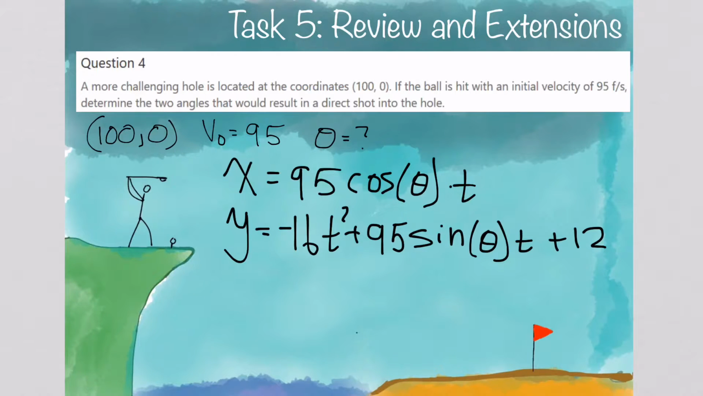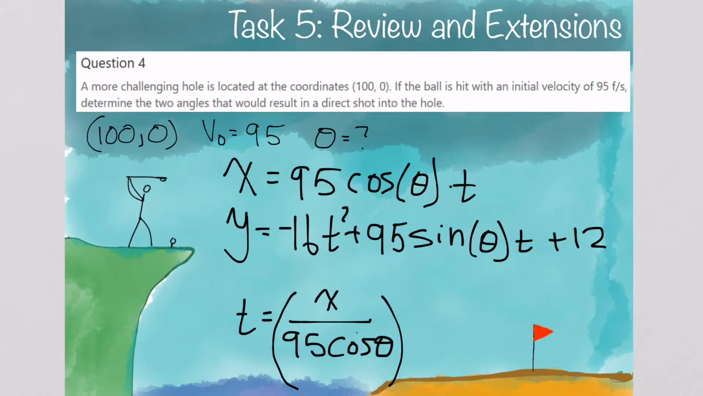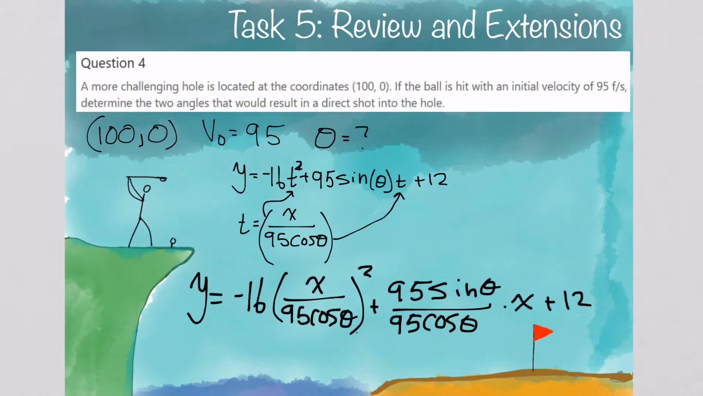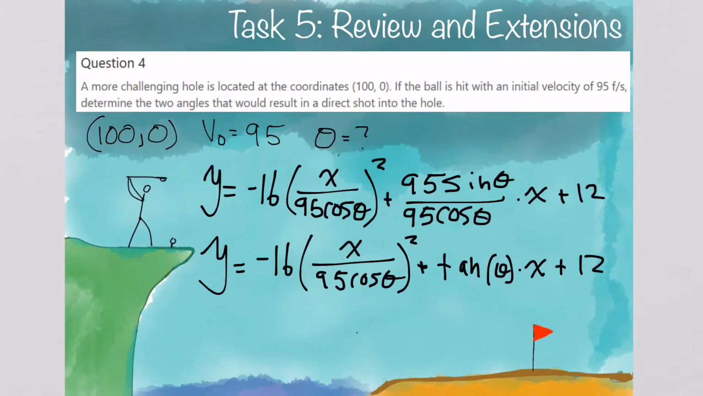So I'm going to solve my x equation for t by dividing by 95 cosine of theta. I can then substitute this value in for t in my y equation to eliminate the parameter. Let's do that now. Notice that the substitution worked the same way it did in the last problem, and I can again simplify the 95 over 95, the initial velocity, and I can also simplify the sine of theta over cosine theta and write it as tangent of theta.